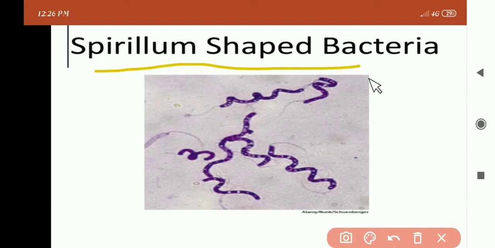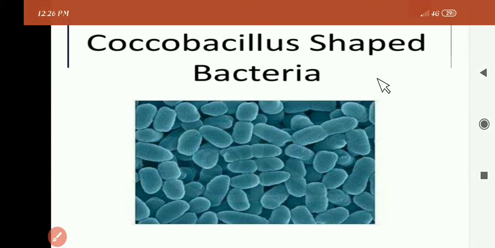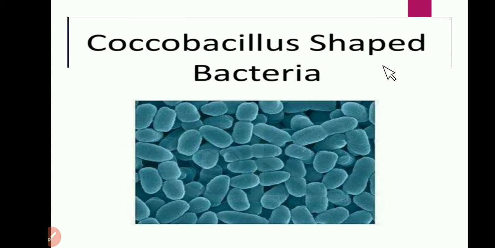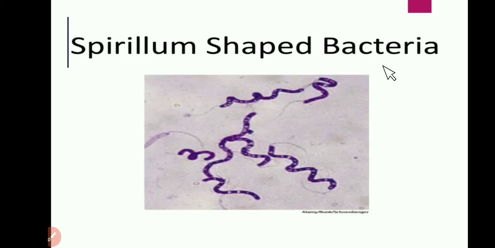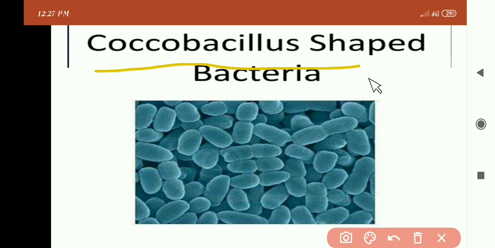Okay, so next is the spirillum shaped bacteria. This is the original image of the spirillum shaped bacteria. Next is the coccobacillus shape. Coccobacillus shaped means some bacteria appear in unusual shapes like comma shaped or star shaped, and this is the coccobacillus shaped bacteria. They look like this.